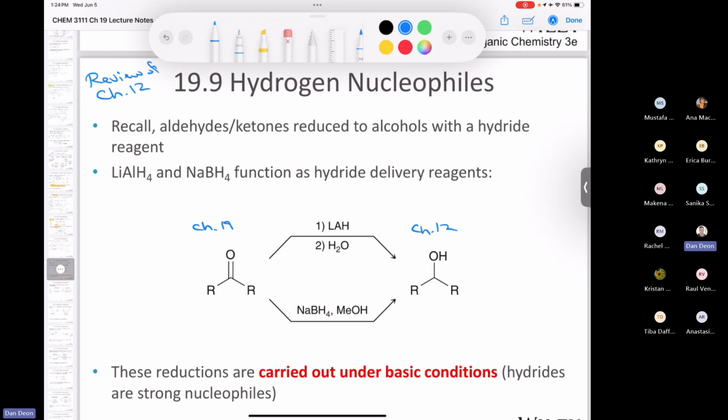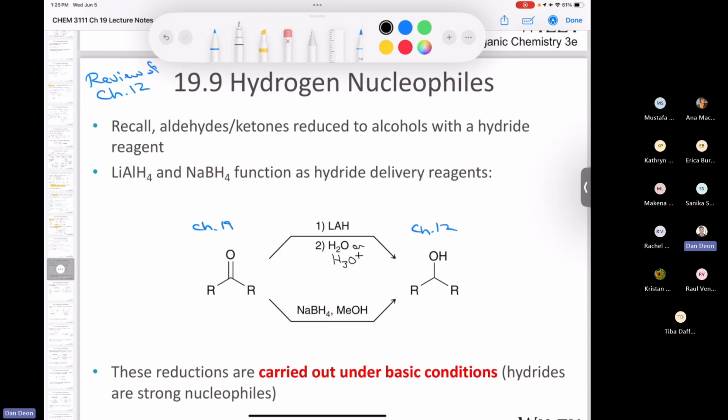This is something, again, that we covered in detail. The only thing that I would add is that in my slides, in the second step of the LAH reduction, I always put H2O. That's from the old edition of the textbook, and there's nothing wrong with saying water, but based off of the fourth edition, I will accept water or hydronium, just like the second step of the Grignard. Either one is perfectly fine with me, okay?